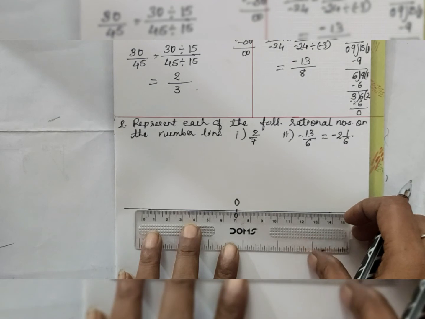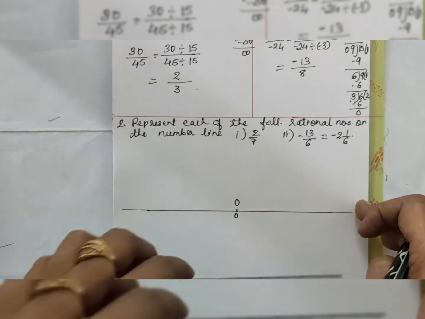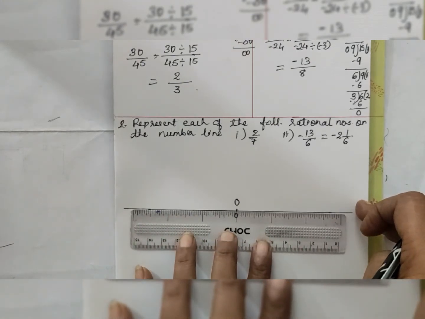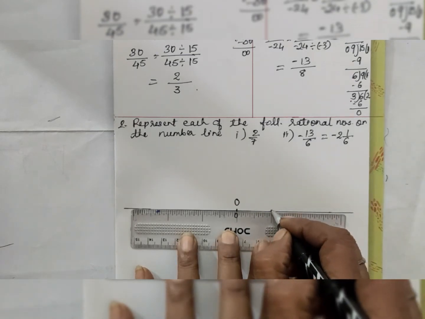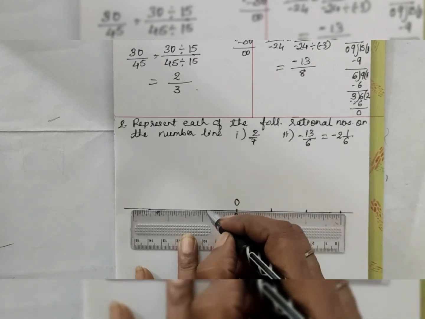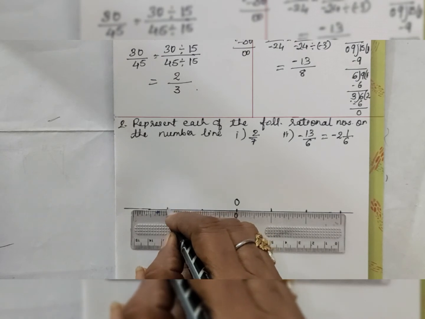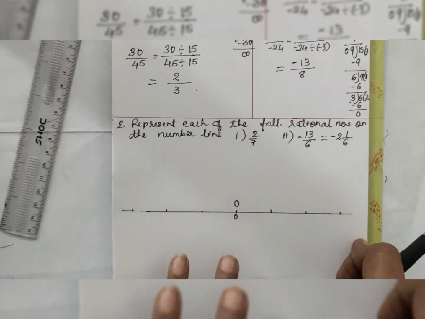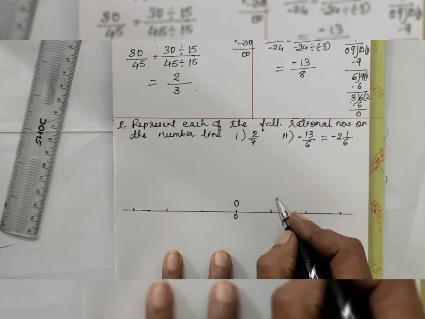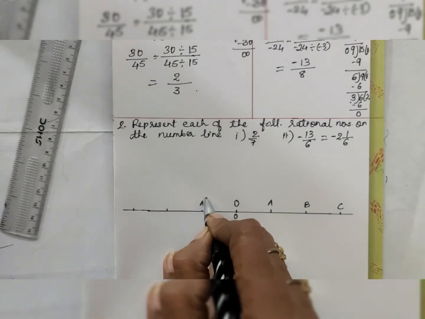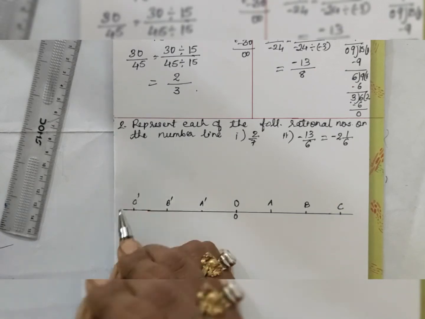See children, what I am doing, it's your choice. Either you can take 1 centimeter or 1 inch, but the units should be equal. This is 1 unit, this is 1 unit, this is 1 unit. The gap should be equal. Again here also I have taken 1 unit each. Whatever gap you take, it should be equal. Now let me name the points. Suppose on the right side these are A, B, C, and on the left side I have taken A dash, B dash and C dash.